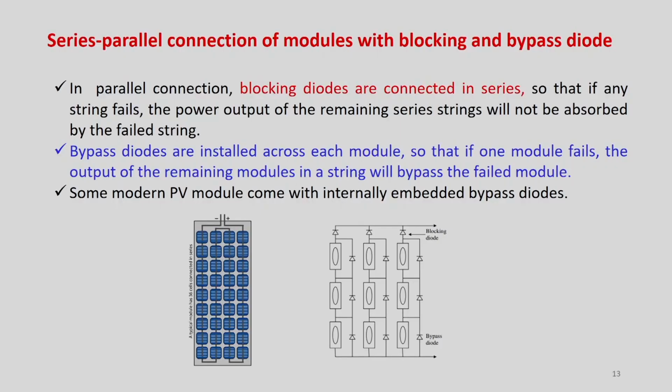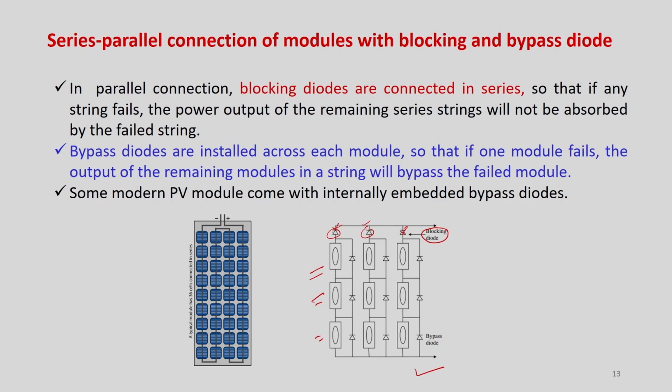Now let us also learn what happens when we connect many modules in these configurations. Now these are modules, not cells, okay. So these modules sometimes need to be connected in series and sometimes in parallel, okay. So in parallel connections, blocking diodes are normally installed in all strings, okay, so that if any string fails, the power output of the remaining strings will not be absorbed by the failed string. So if this one fails, the other two will keep working, something like that.